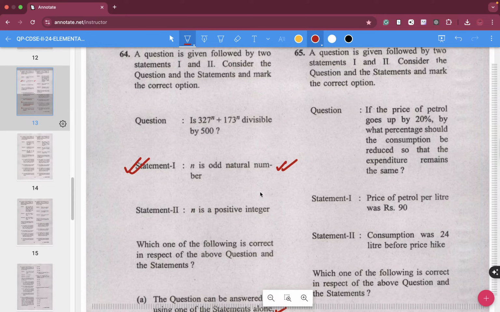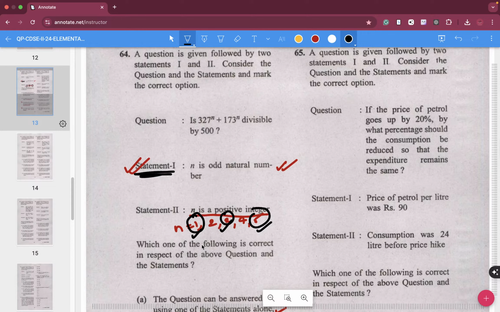Now over here it is saying n is a positive integer. So n could be 1, 2, 3, 4, 5. If n is an odd natural number, this is the case of statement 1, and this other case, the one that I have rounded up, will mean exactly the same.